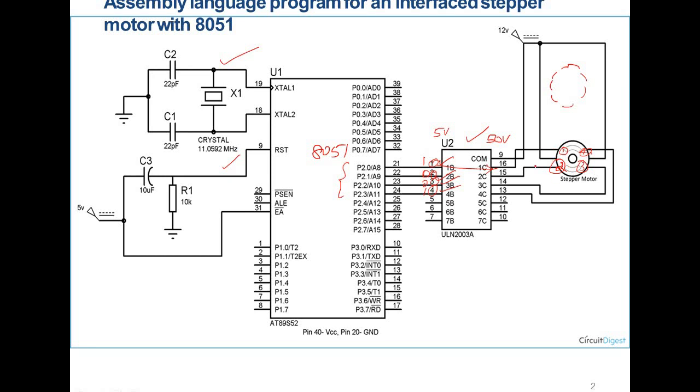So here 1001. How does this number go as 50 volt? Here 1, 0, and this is 0, and this is 1. So these two are magnetized, and that attracts the opposite pole of the rotor. Next I am sending the number 5, that is 0101.